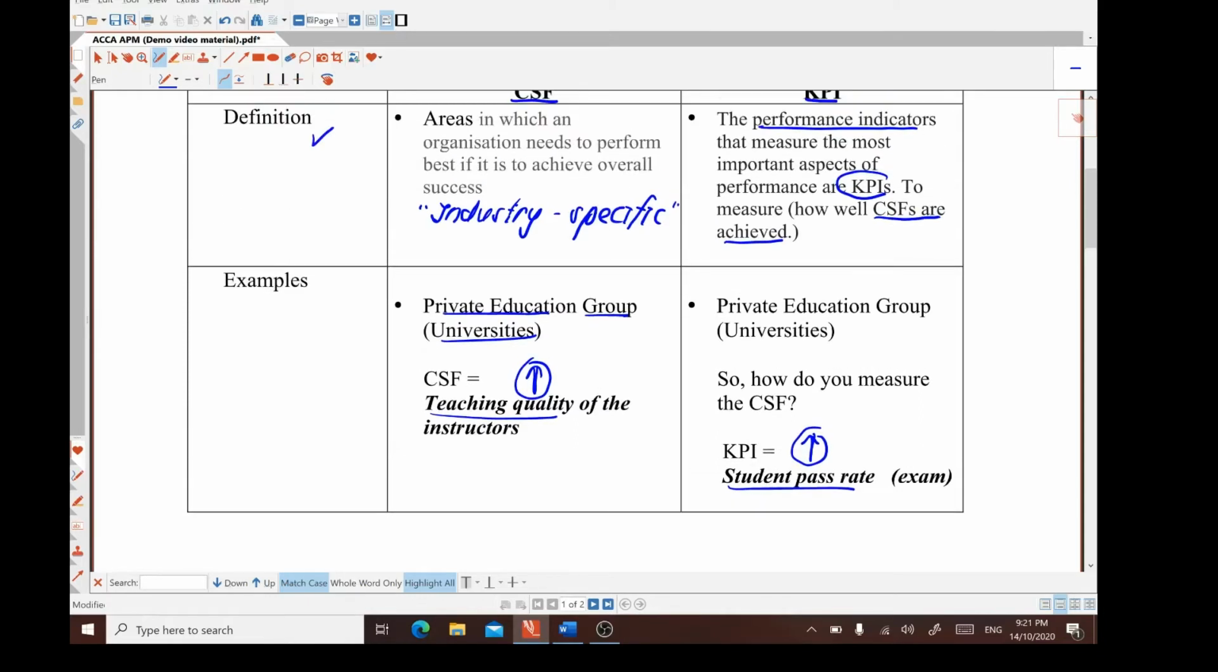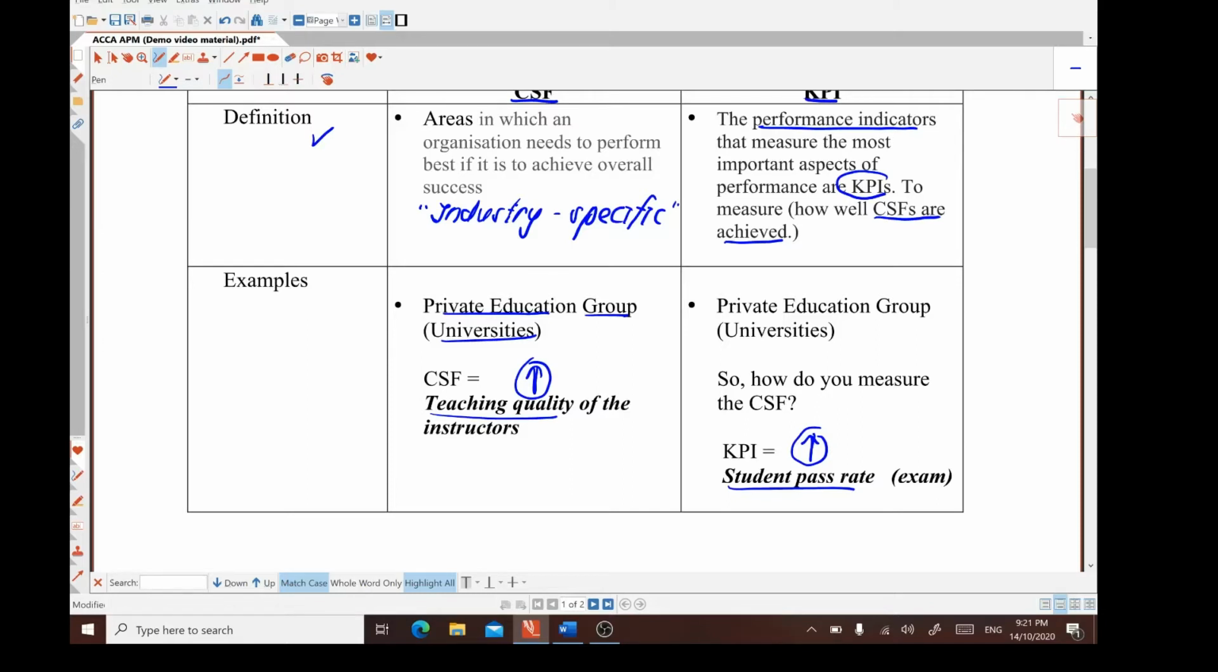Of course, do you get to see some other examples? Yes, we have some examples to do with the food and beverages industry. What's the CSF for those operating a restaurant? We're talking about the food quality or the experience of the chef. But what's the KPI for these?